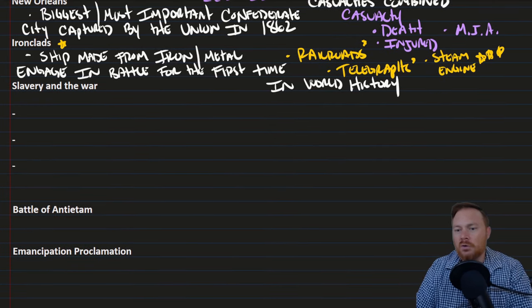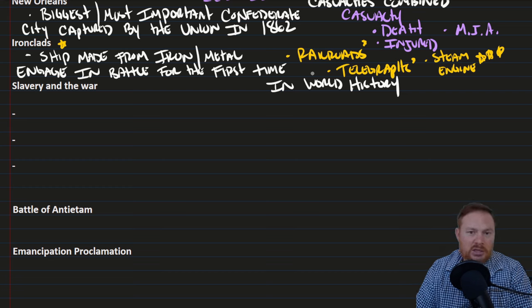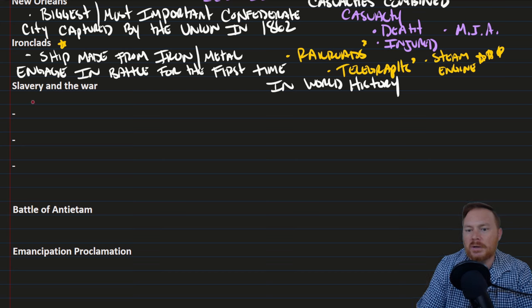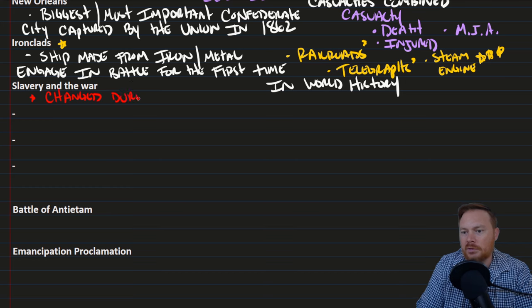Now, when the war was proceeding, Lincoln was privately contemplating the decision to issue emancipation, especially as the war progressed and especially as the war wasn't going as well for the Union side. And so the relationship between slavery and the war, this changed during the war. Maybe we'll just make a note about that, right? Slavery and the war, that this changed during the war.